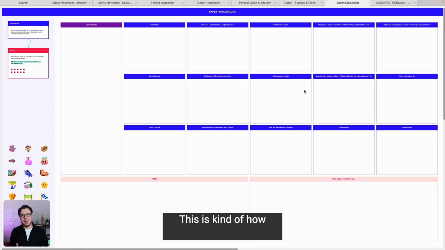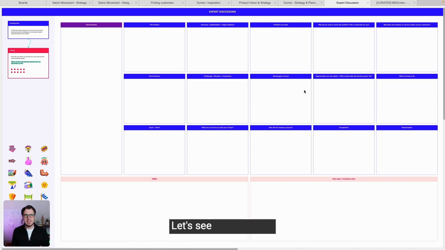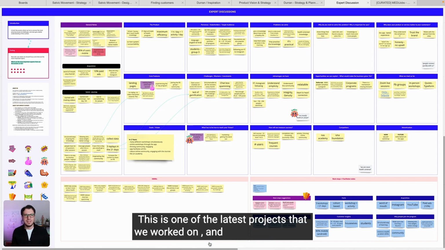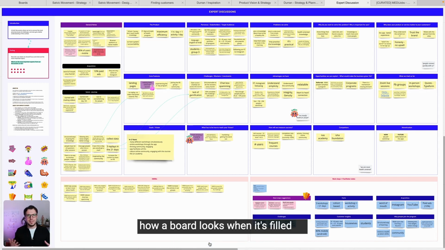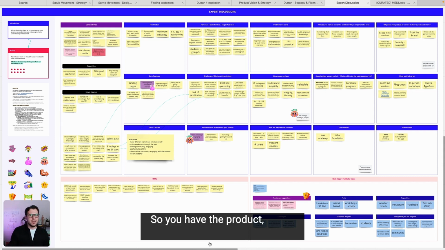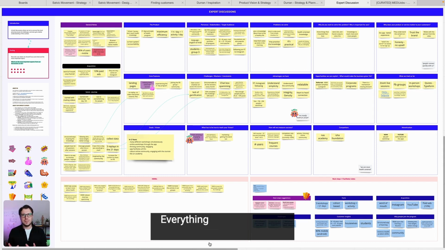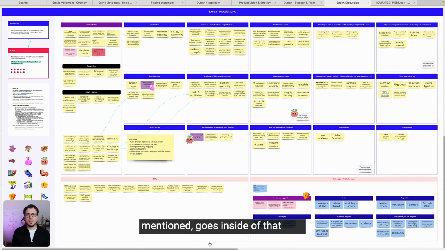Cool, this is kind of how things work theoretically. Let's see the examples. This is one of the latest projects that we worked on, and you can see how a board looks when it's filled in. So you have the product. In this case, it was a couple of workshops, and how the workshops worked. It was cohort based. They wanted to have accountability. Everything that's important about the product, as I already mentioned, goes inside of that box.